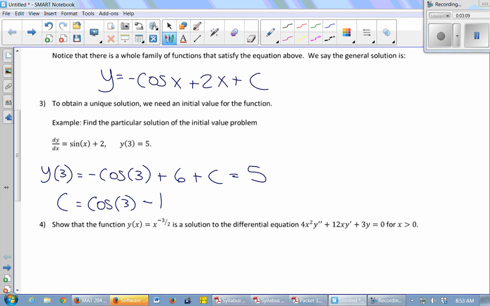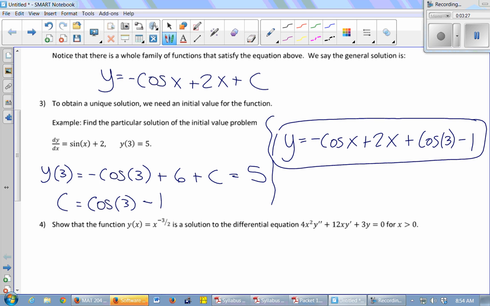So my specific solution is the function. It's very tempting to just circle that because you finished solving for a number. But the solution to the initial value problem is the function, where you replace the c with the value that you solved for. All right, so using a little bit of calculus that we remember from Calc 1 and 2, we were able to solve this differential equation, dy/dx equals the sine of x plus 2.